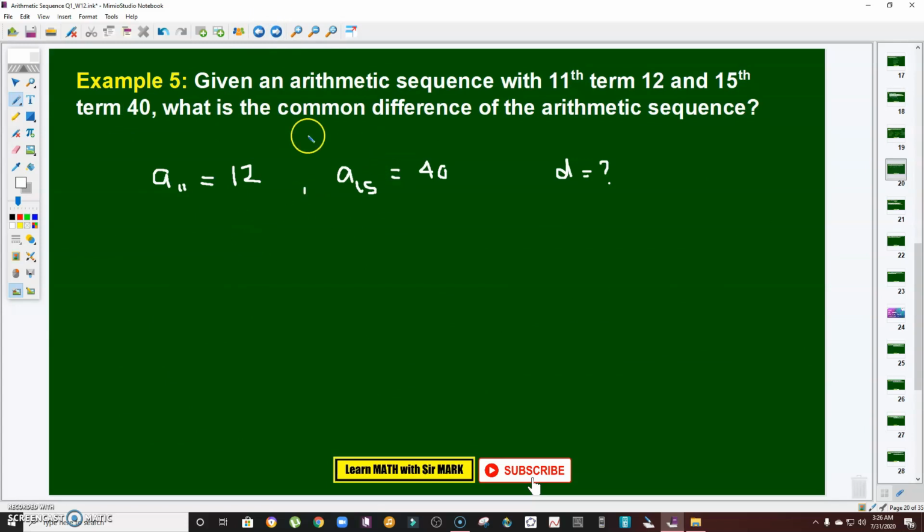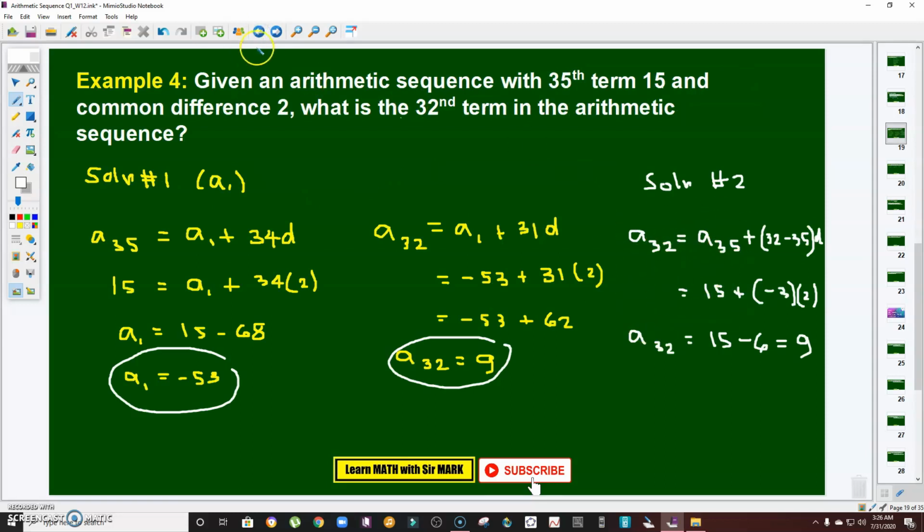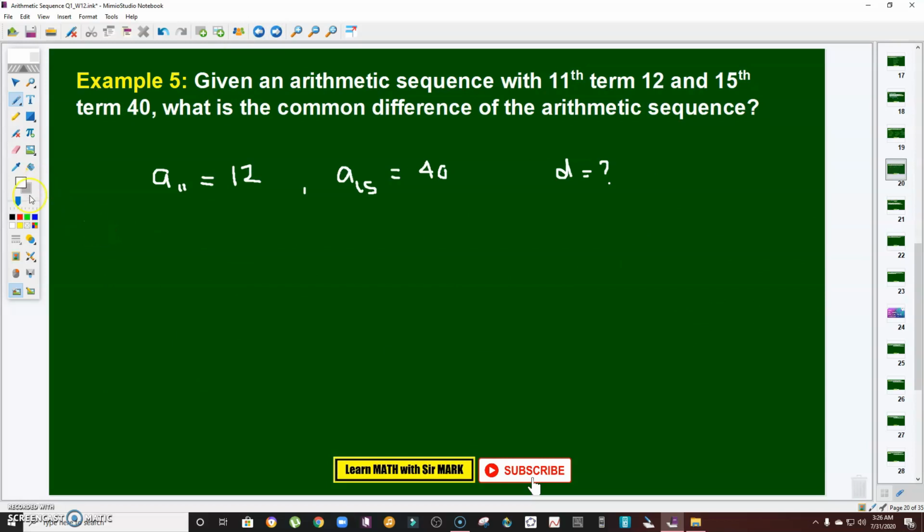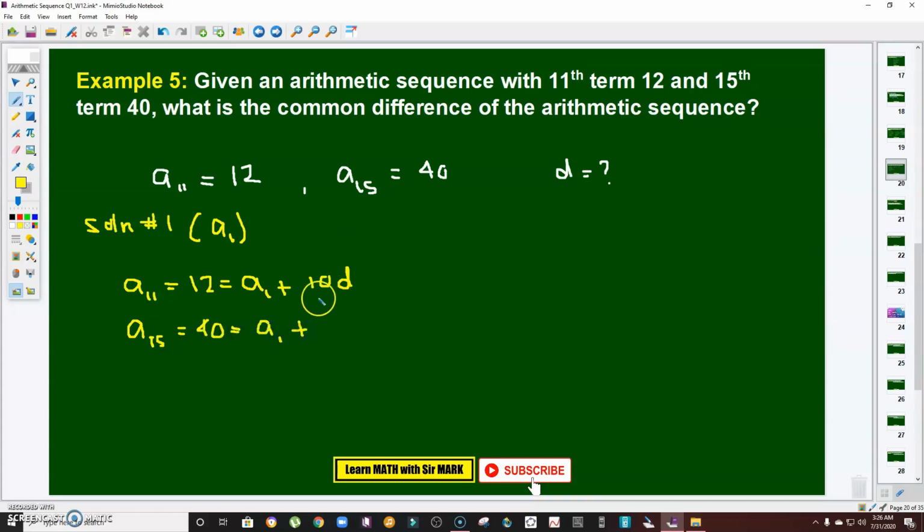I'm going to show you muna yung first natin, yung long method, bago natin gamitin yung second. So this is solution number 1, using the first term. Since meron tayong a sub 11, we know ang a sub 11 is just equal to the first term plus 11 minus 1, which is 10, times the common difference. Similarly, since given yung 15th term natin, that's simply the first term plus 15 minus 1, or 14d.